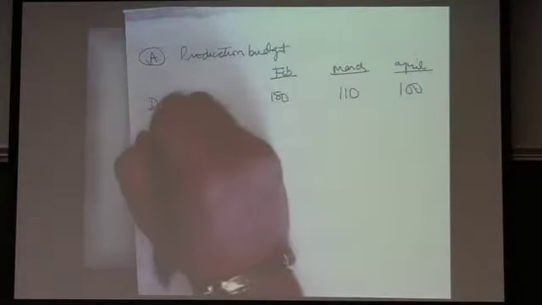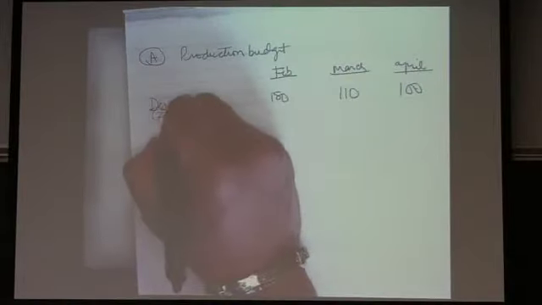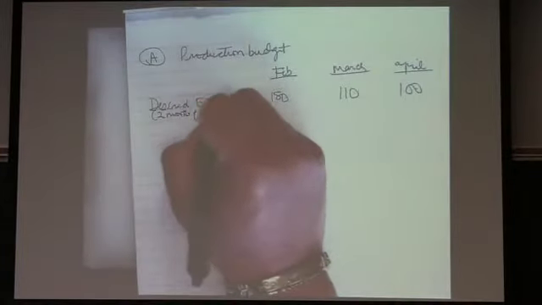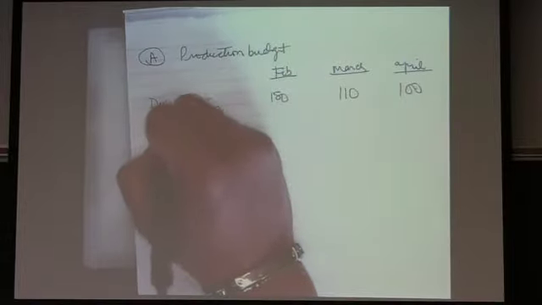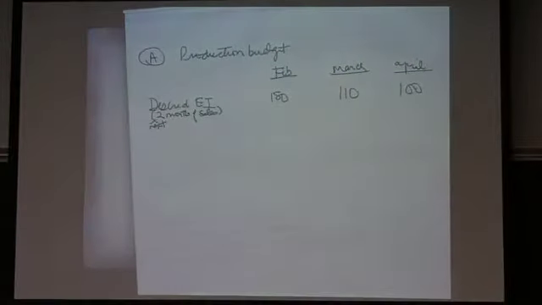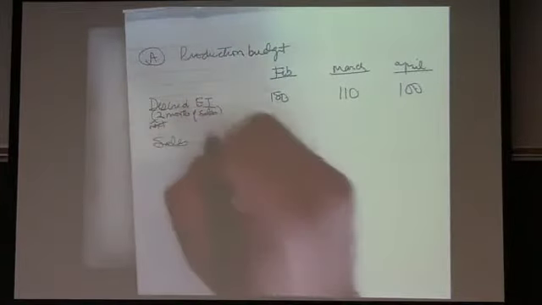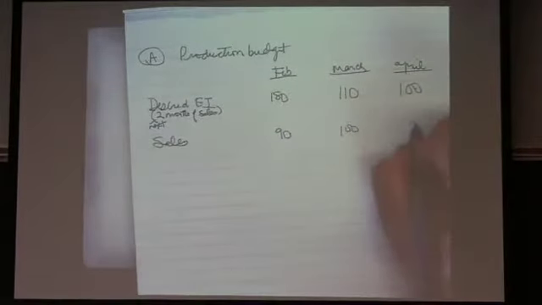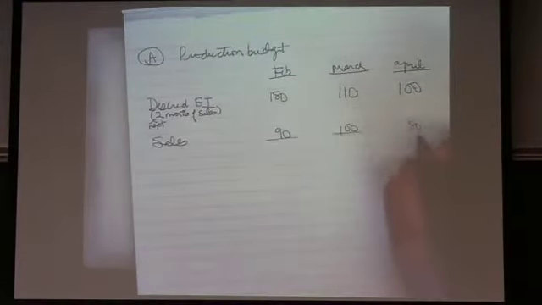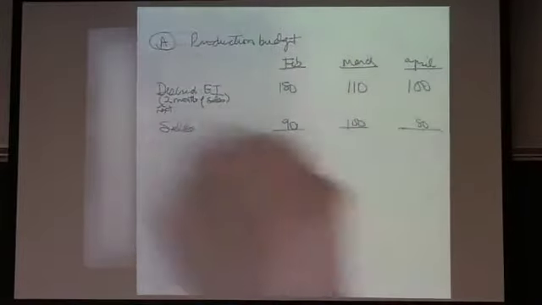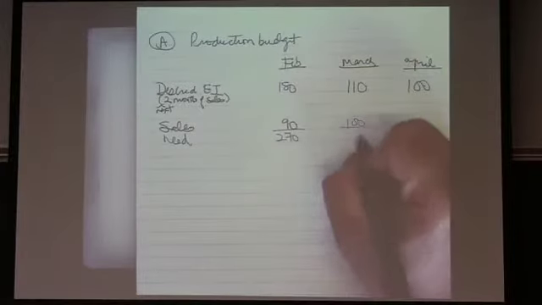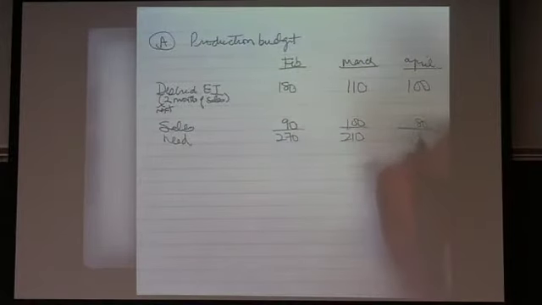So these are 2 months of sales. I put them in as the next 2 months of sales is really what I'm trying to figure out. Now, the actual sales, we know that was 90, 100, and 80. So this is how much I need: 270, 210, and 180.